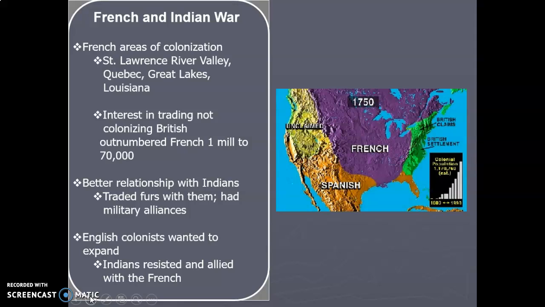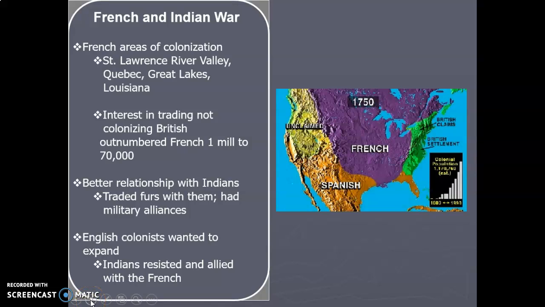However, if you look, the British want to colonize. So who do you think the natives are more worried about, the French or the British? You got it. They're worried about the British. And the British outnumber the French almost 1 million to 70,000 in the 1750s. The French have better relationships with the Indians. As I said, they trade furs.